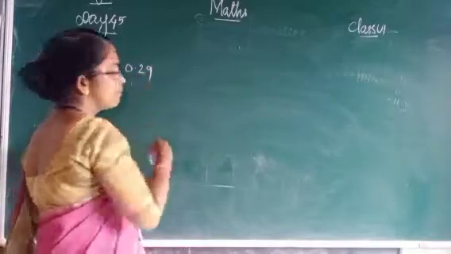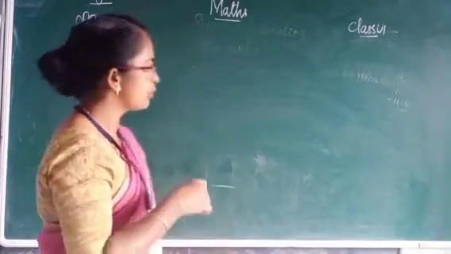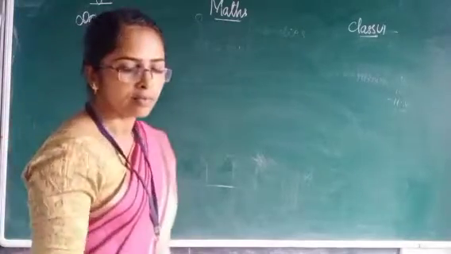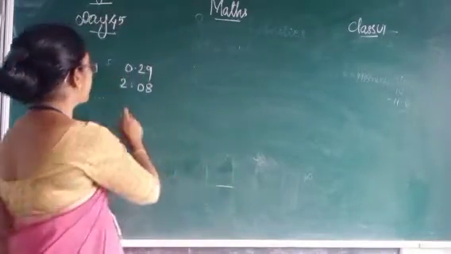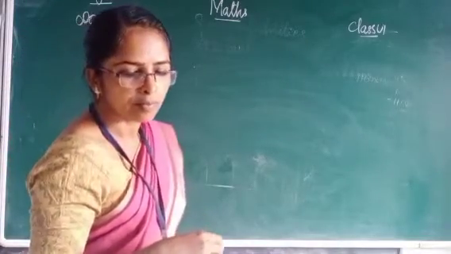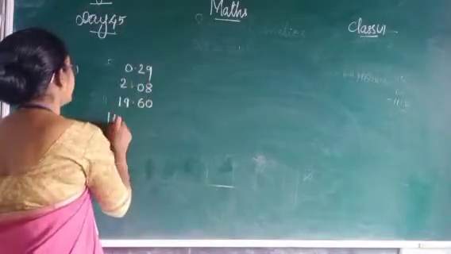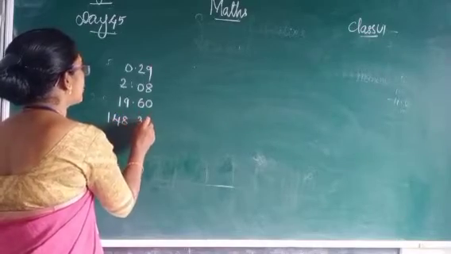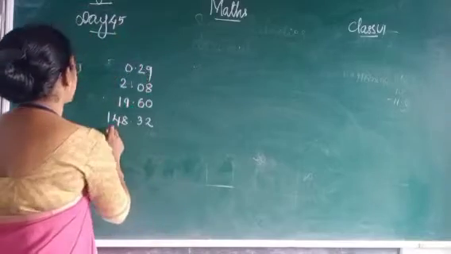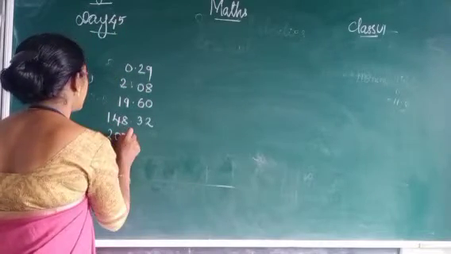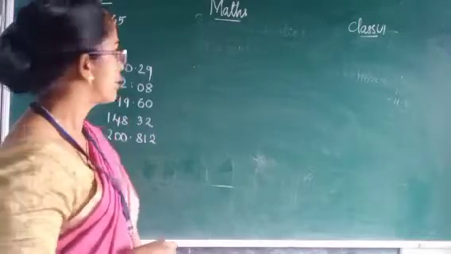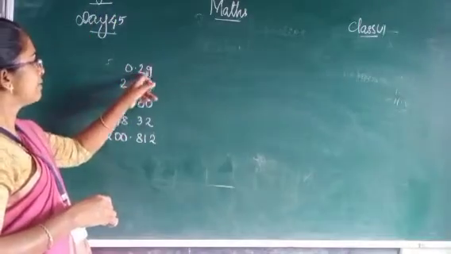0.29. Then 2.08. 19.60. 148.32. 200.812. So here tens, hundreds.